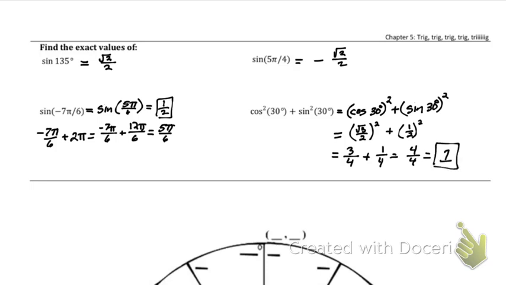Do you think that's a coincidence that it equals 1? It is not. In fact, if you go cosine of 45 squared plus sine of 45 squared, you're going to get a 1. If you plug in cosine of 60 squared plus sine of 60 squared, it's going to equal 1. That's going to be the base of a lesson coming up. It is called the fundamental identity of trigonometry: sine squared plus cosine squared equals 1.